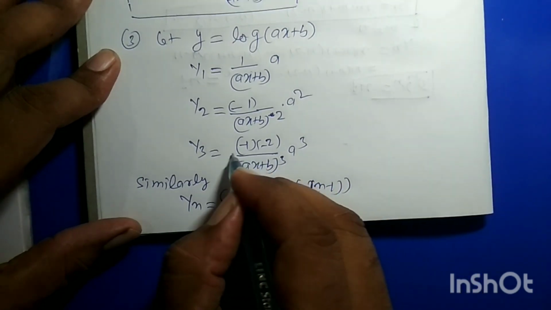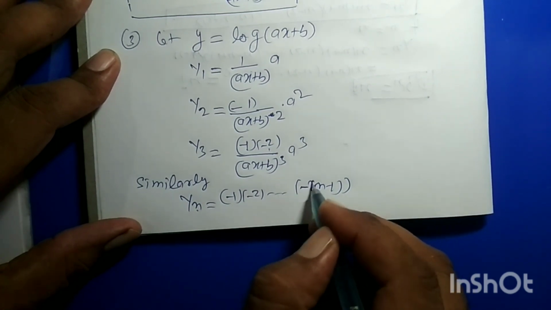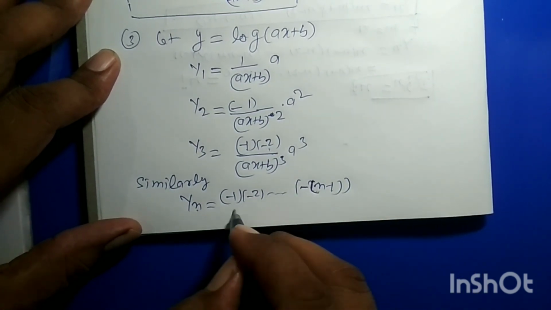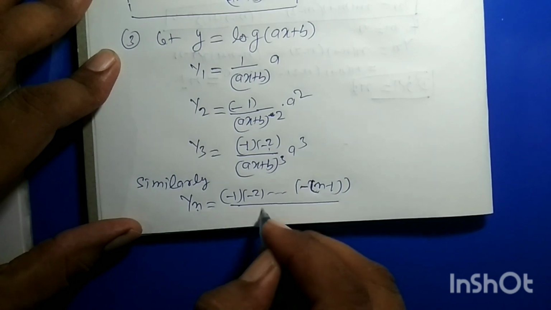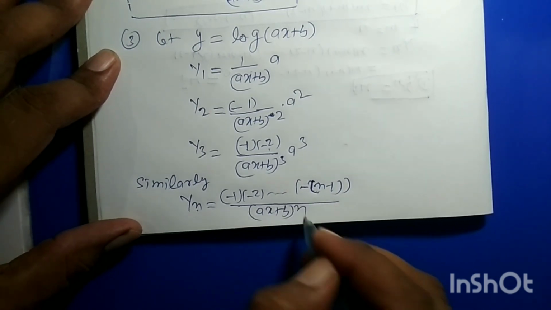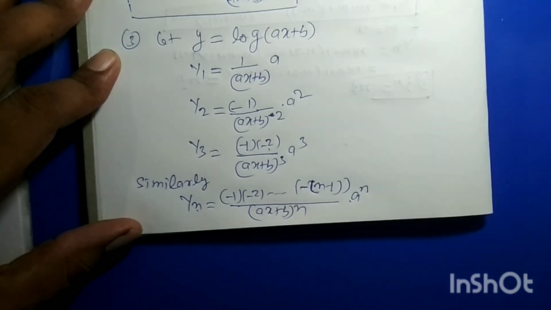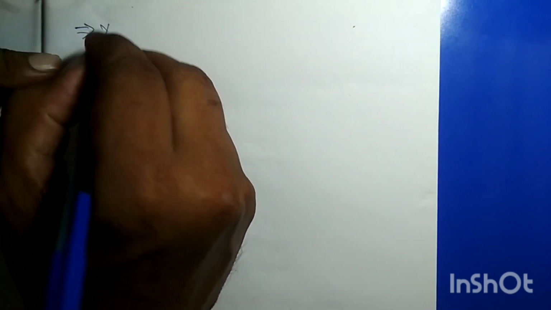देखिए यहाँ पे हमने बाई 3 लिखते हैं तो माइनस 1 माइनस 2 तक है, जब बाई n लिखेंगे तो यहाँ पे माइनस n माइनस 1 तक जाएगा, एंड टोटल अपॉन ax प्लस b रेज्ड टू पावर n इंटू a की पावर n implies that y_n is equal to minus 1 minus 2 dot minus n minus 1.